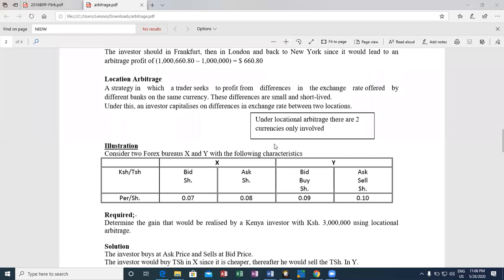So we have got two bureaus here. Never ever try to use those terminologies being given, their bid, whatever. Those are very confusing terms, very useless to us. So for Bureau X, ladies and gentlemen, I can see the rate there is 0.072, 0.08, yes. And then we have Bureau Y. What do we have there, somebody?